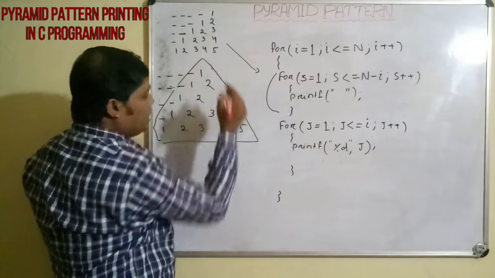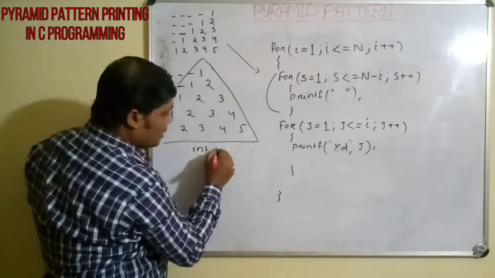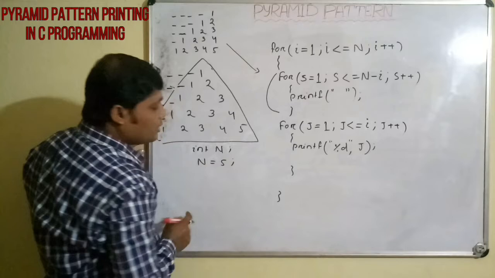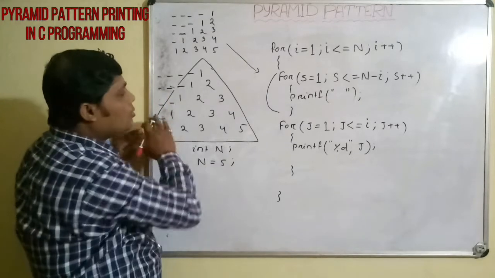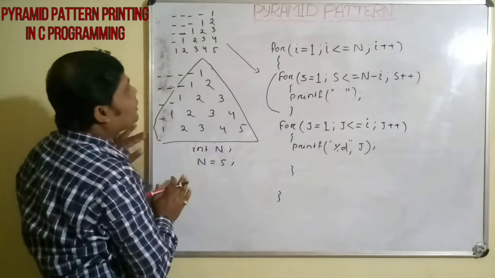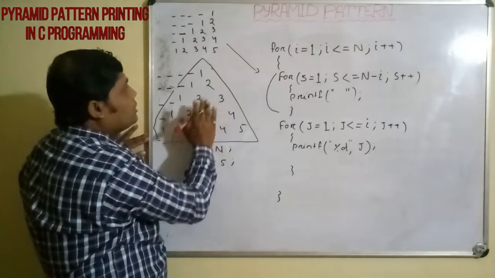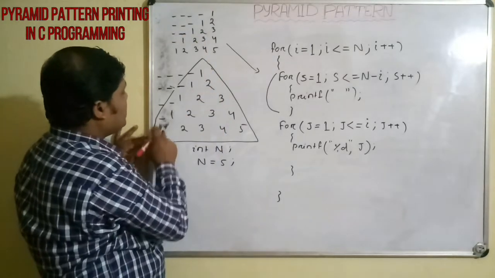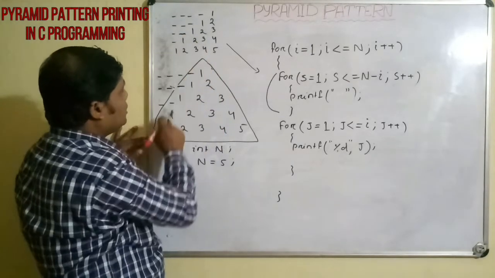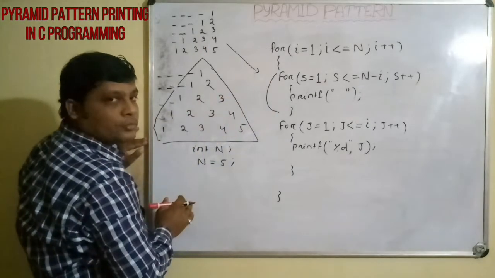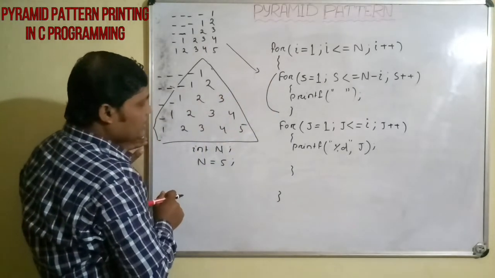For the number of lines, we have taken an integer n, and suppose the value of n is 5. So the number of lines is the same. The number of spaces before printing numbers is the same. Here there is no space, here there is one space. You can match. So no changes in this loop. Clear?